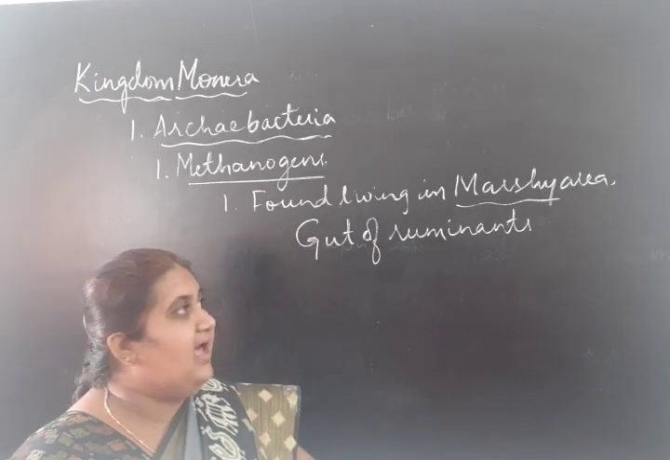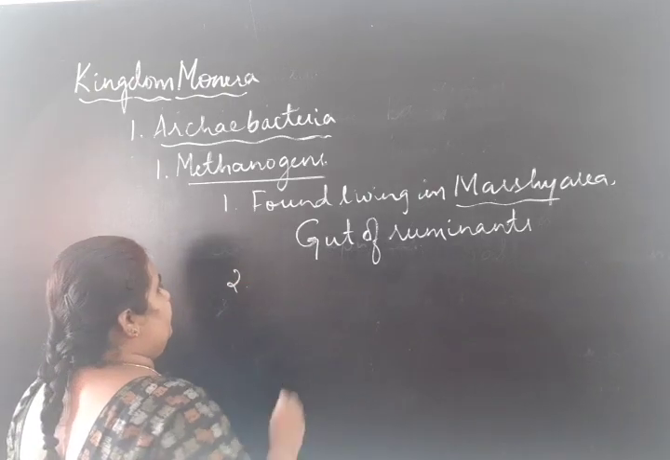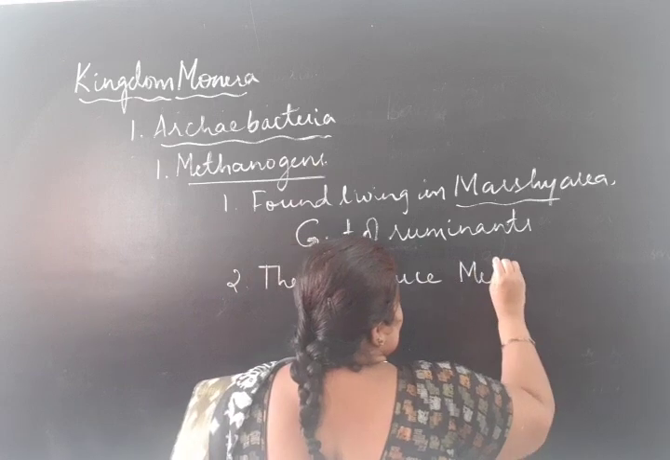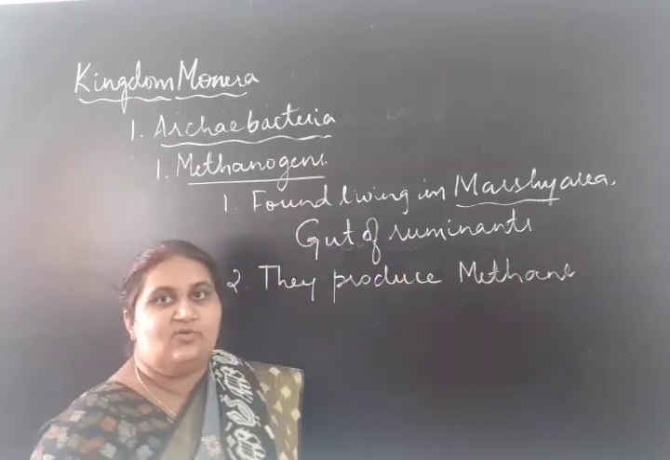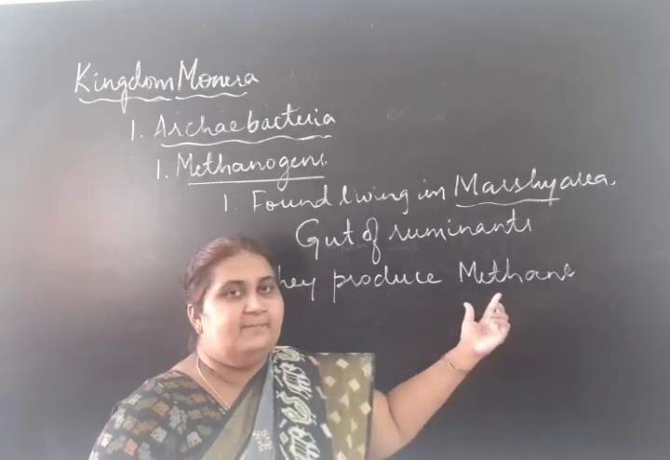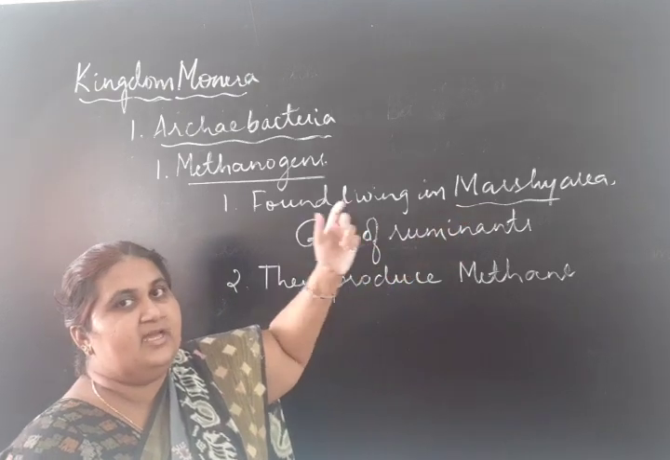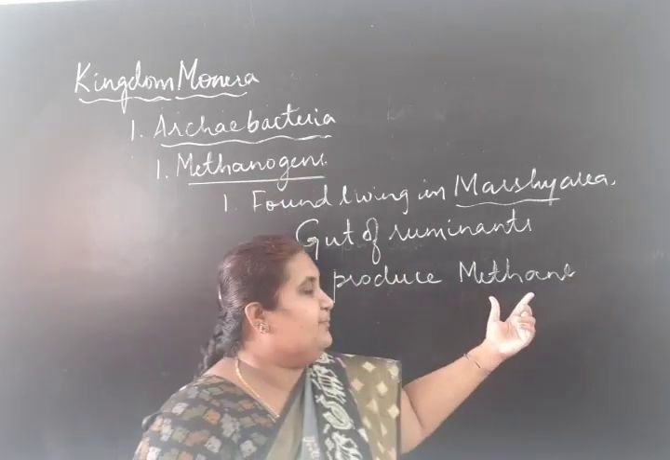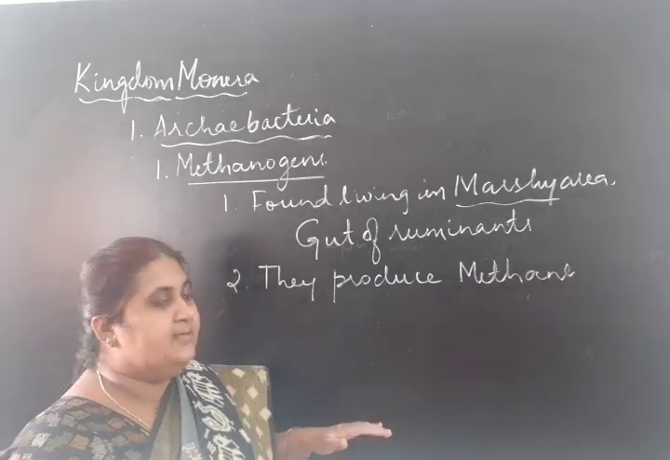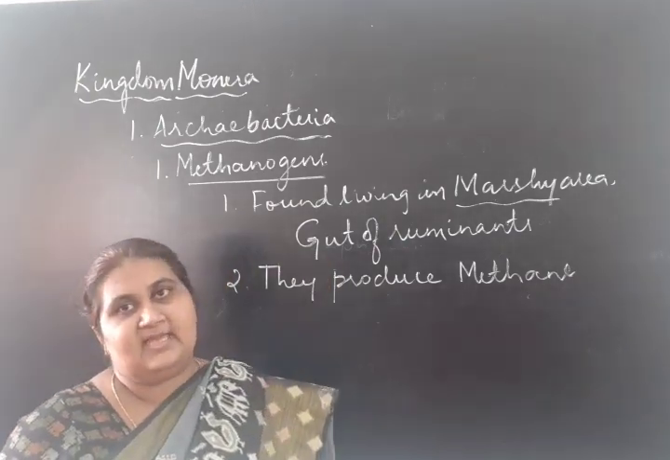Yes, they are anaerobes, and they produce methane. Why is cow dung involved in producing methane gas, or gobar gas, you know? Because of the presence of these organisms, they produce methane. So the Archaebacteria found in marshy area are called methanogens because they produce methane, like in marshy areas, bogs, swamps, as well as the gut of cattle and buffaloes.